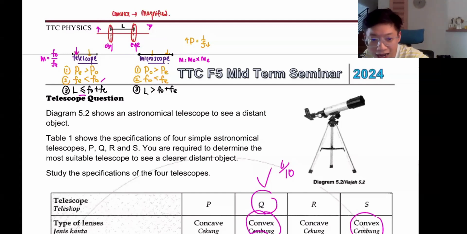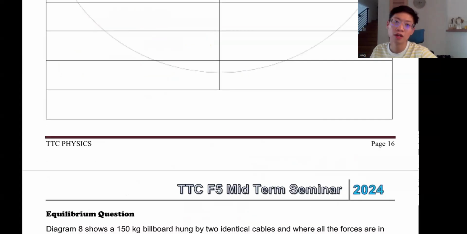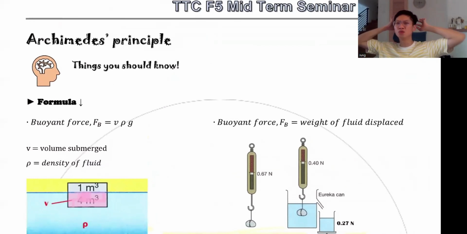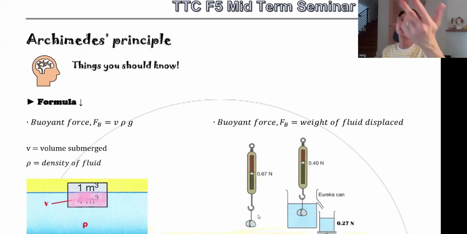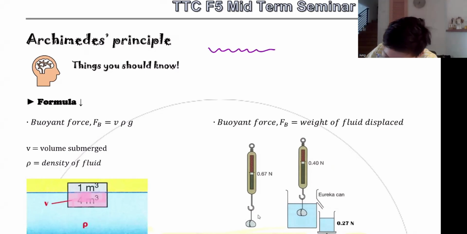Now for Archimedes principle, you will realize there's a section called things you should know. There's a bunch of things here, like what is buoyant force and everything. Usually students always underestimate Archimedes principle. They say, teacher, this one is easy. But then they always make a mistake. What's the mistake here? Now first let's warm up.